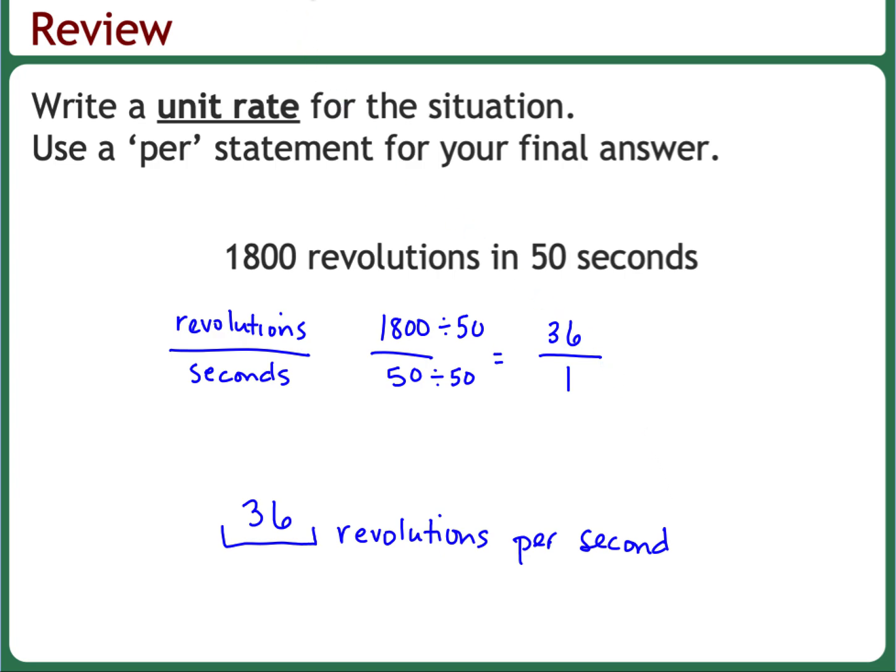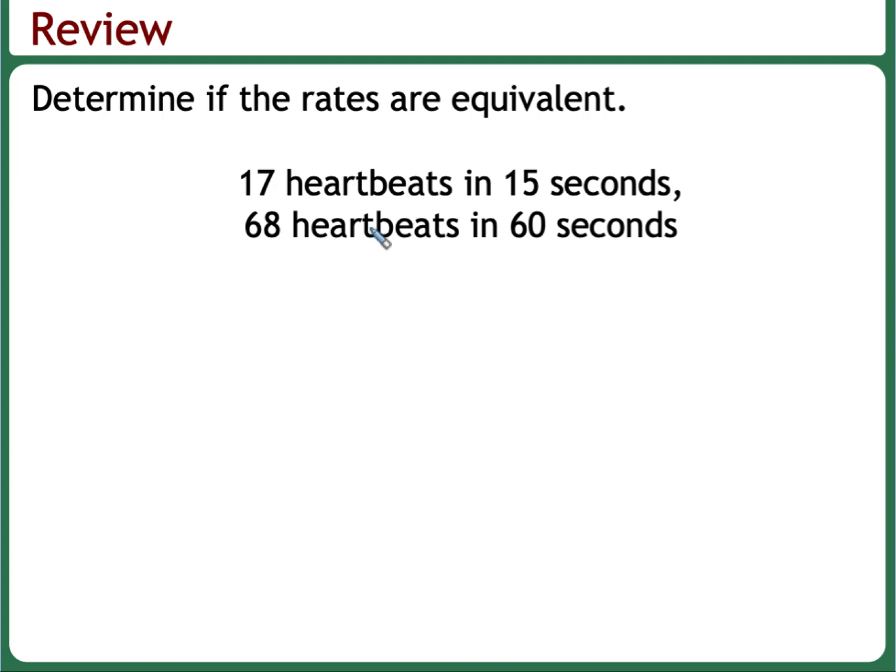So next up, we want to determine if rates are equivalent, and there's multiple ways to do this. One way is to find the unit rate. Another way to do it is to simplify both of these rates, and that's usually the easiest. So I'm going to abbreviate heartbeats as HB over seconds. So the first one is 17 heartbeats over 15 seconds.